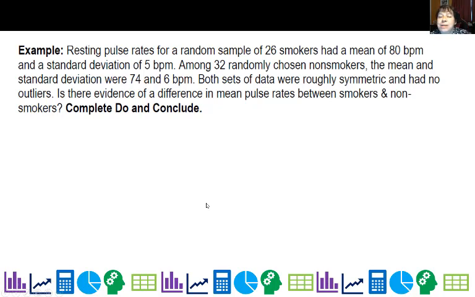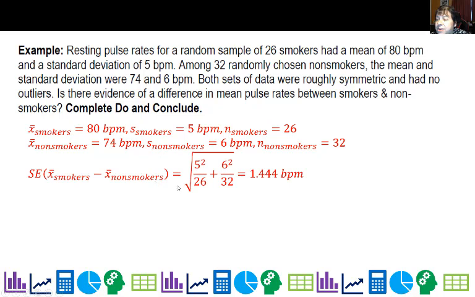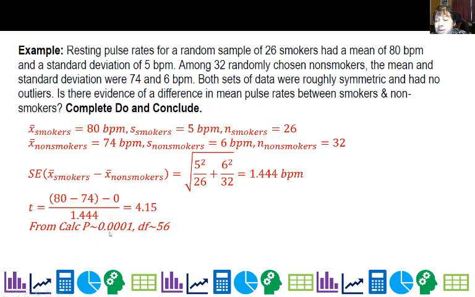All right, let's complete do and conclude for our pulse rates. I went ahead and put our values right here from before. We're going to calculate our standard error, which is the same as what we got before. The only new thing is we're doing a t-score here. So there's my point estimate from my statistic. And then I subtract my parameter, that the difference is 0, and I put this 1.44 underneath, and I get 4.15. Now I will need to use a calculator to get the p-value using this with just the statistics.